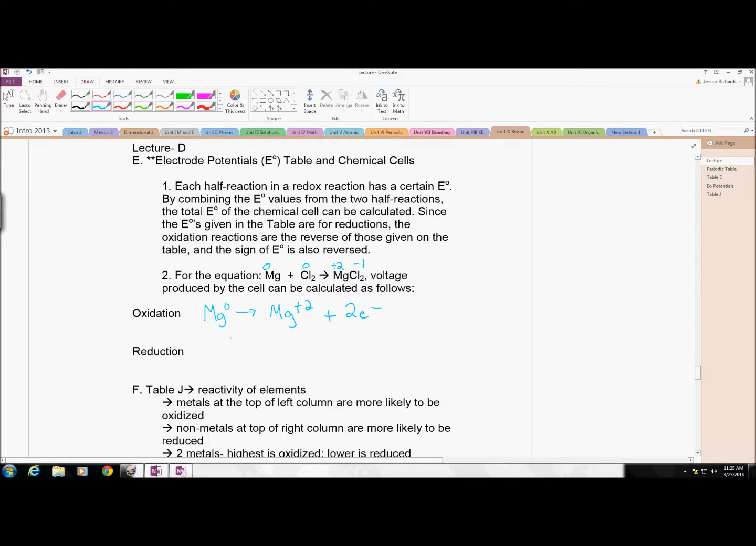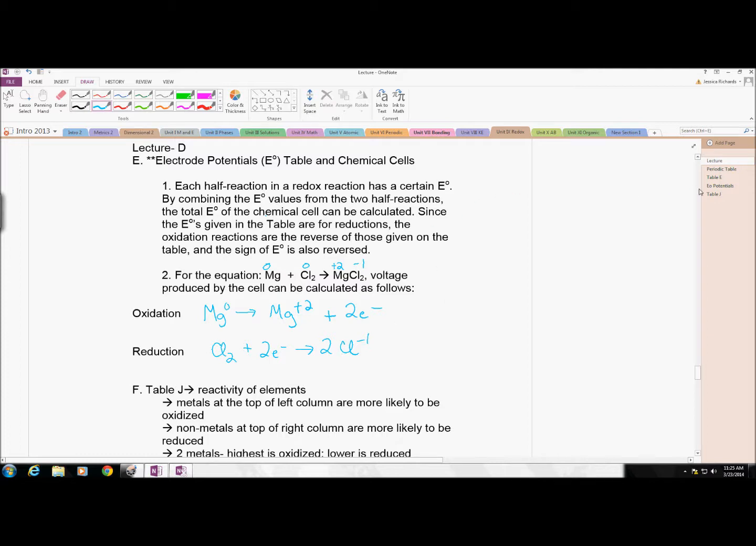Chlorine is going from 0 to minus 1, that number is going down, so that's the reduction. Reduction is a gain of electrons, so we are going to gain 2 electrons, 1 electron for each of the chlorine atoms to become chlorine minus 1 ions.